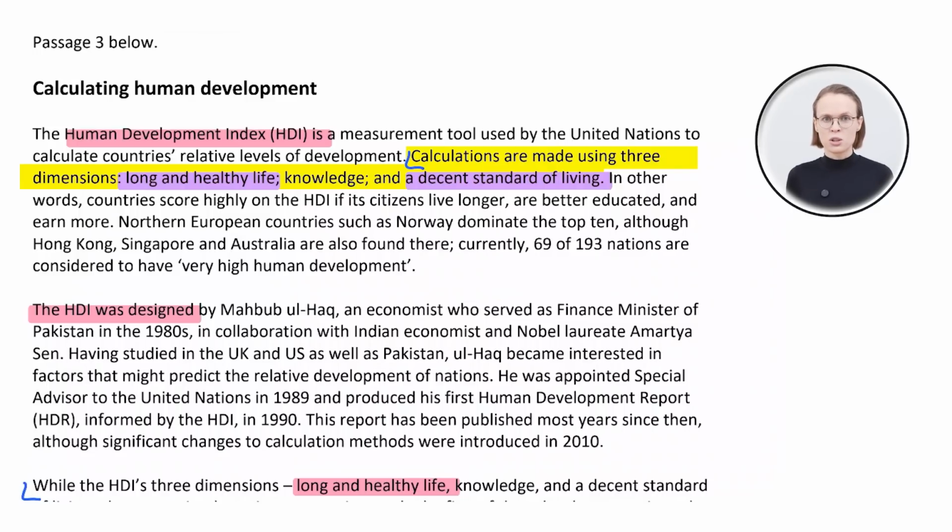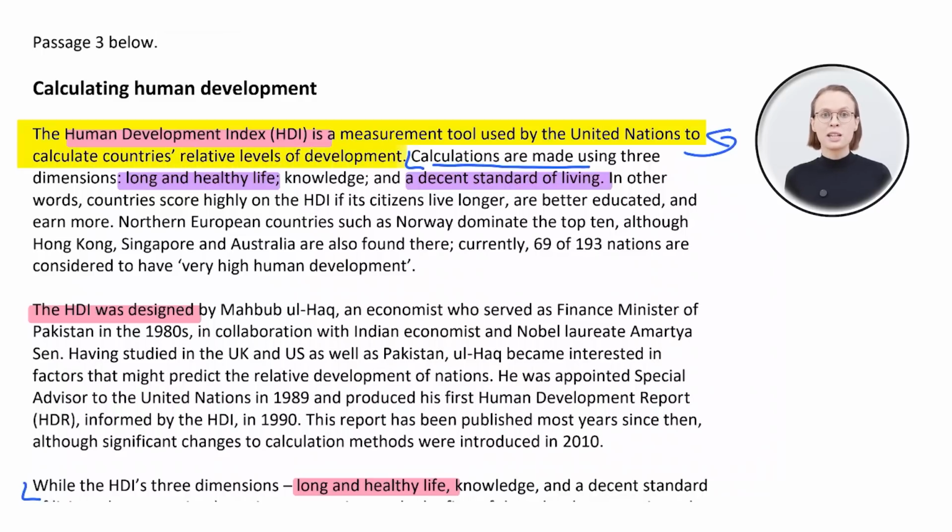And we should know what this is about. What are they talking about when they say calculations are made? Calculations for what? So let's take a look at the sentence before that. The Human Development Index, HDI, is a measurement tool used by the United Nations to calculate countries' relative levels of development. So the calculations they are making refer to countries' relative levels of development. Now we know what this is about.